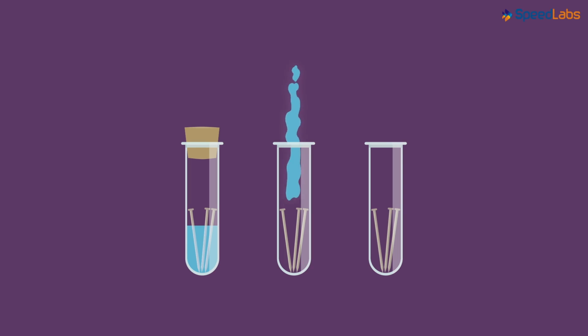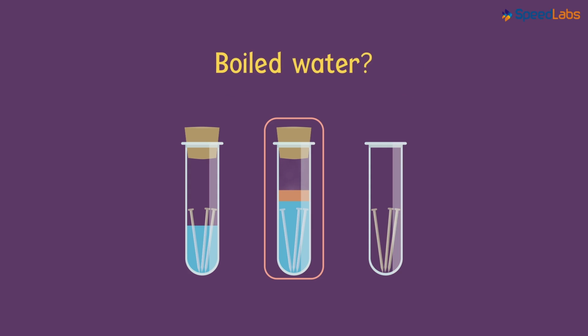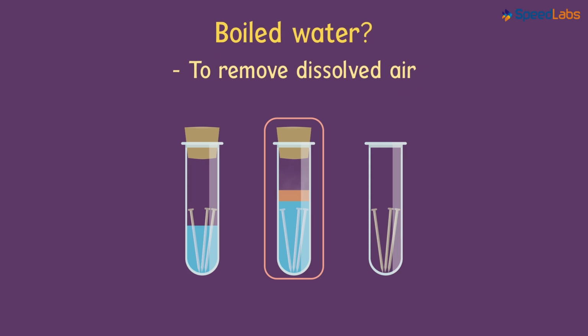Now pour boiled distilled water in the second test tube and then add very little oil in it. Then cork it. As the density of oil is lesser than that of water, it will float and prevent air from dissolving in the water. And why do you think the water is boiled? Yes, it's to remove any dissolved air which is present in the water.